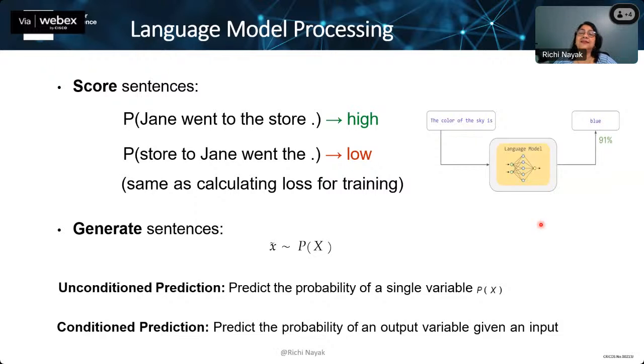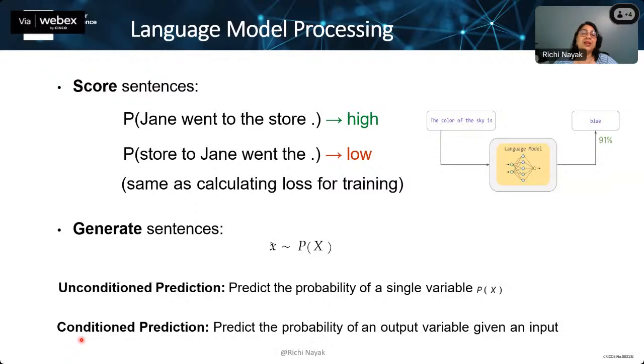So far what we are seeing, we call it unconditioned prediction. So predict the probability of a single variable or a single sequence of variables. But we are not really conditioning. So this is kind of unsupervised learning. And that is the success behind language models. We don't really have to worry about the annotation. Let's calculate the probability of the given data based on the information that exists in the corpus.